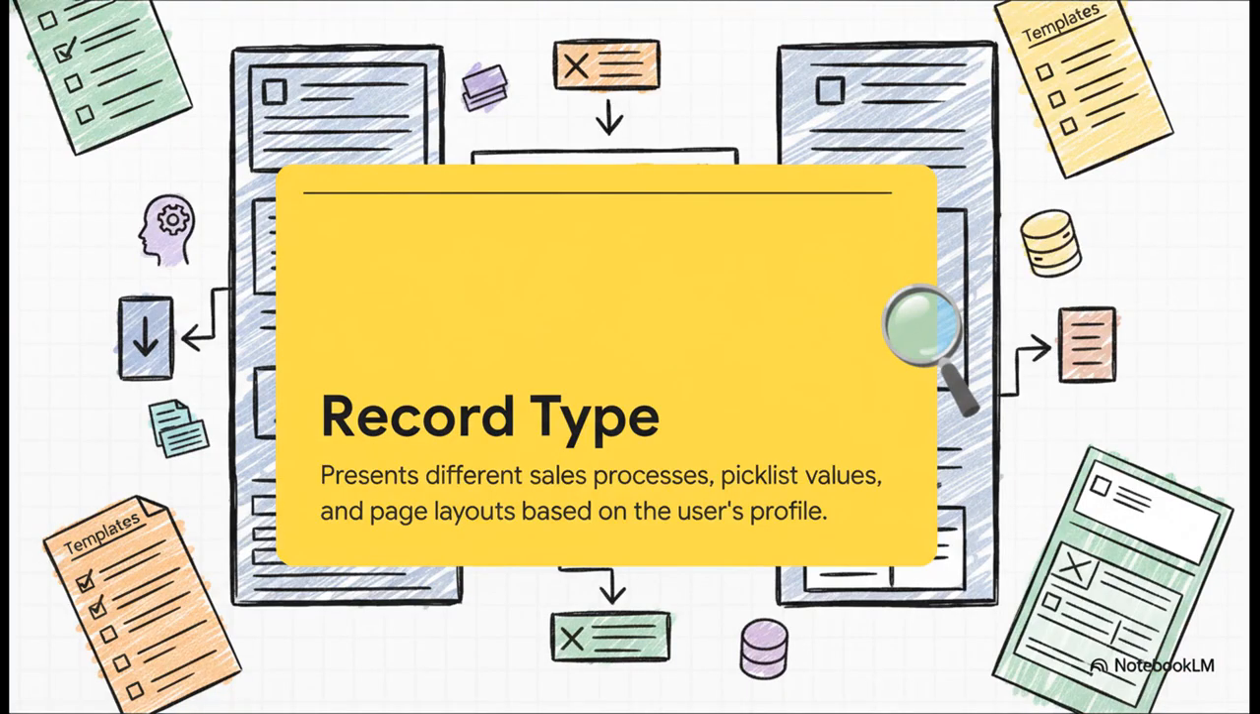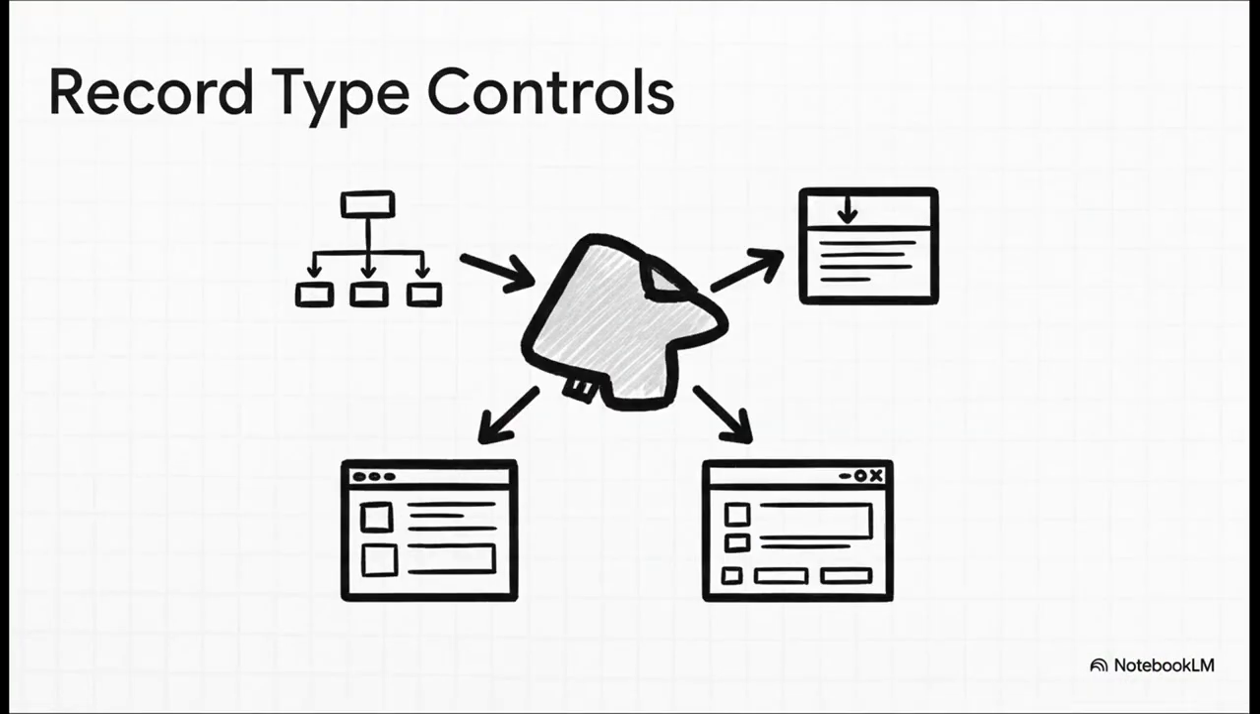The magic that makes this happen is something called a record type. Think of it like a special lens. Depending on who's looking at a record, let's say it's a sales rep versus a support agent, the record type can show them a completely different page layout and a different set of options, all perfectly tailored for their specific role. And this right here is what makes the record type so incredibly powerful.